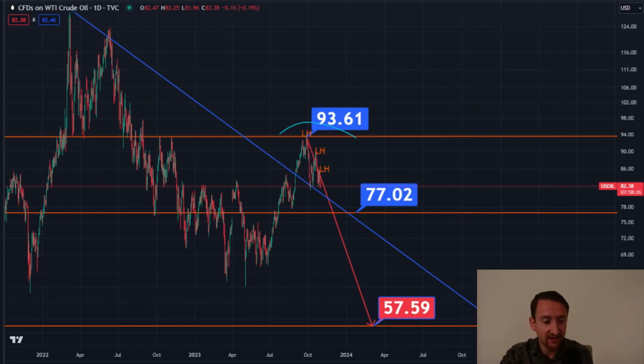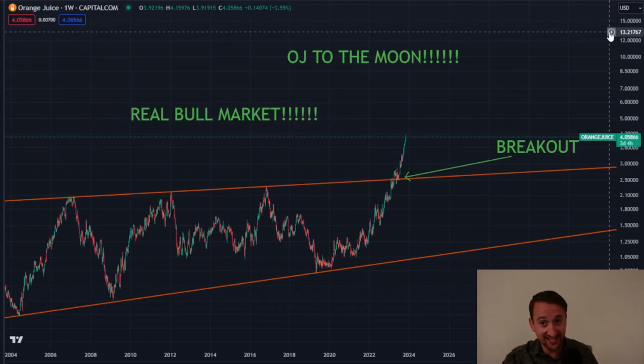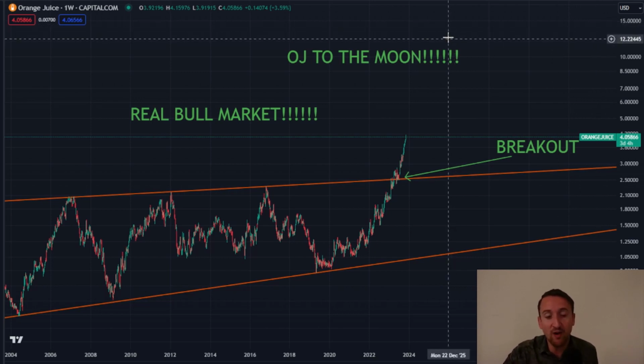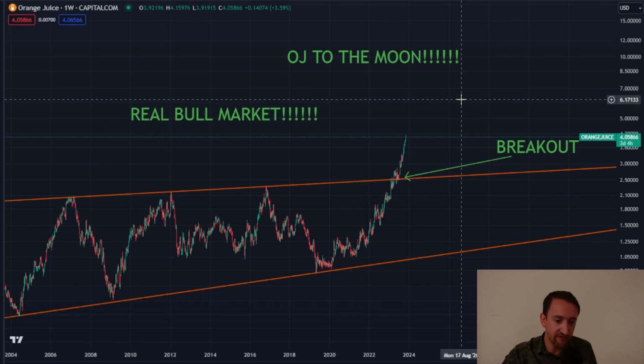Now, last of all, I wanted to finish on this chart, because if anyone's in doubt of what a bull market really looks like, in my opinion, this is the chart to be looking at. So, not oil, orange juice, guys. Orange juice is going to the absolute moon. This is a real bull market. This is what I'm talking about when I'm saying wait for some confirmation.